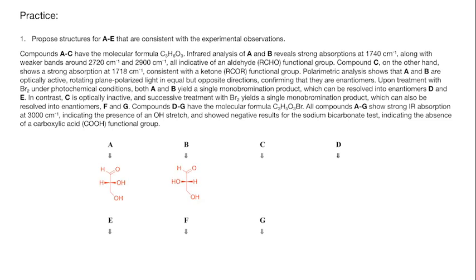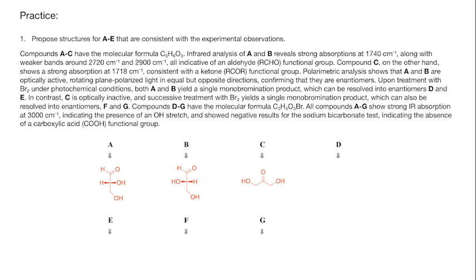For C, IR data tells us that there is a ketone functional group present and at least one alcohol group. Furthermore, polarimetry shows it is achiral. Given these observations, the structure that best fits the descriptions for C is dihydroxyacetone, a symmetric 3-carbon ketone with 2 hydroxyl groups.